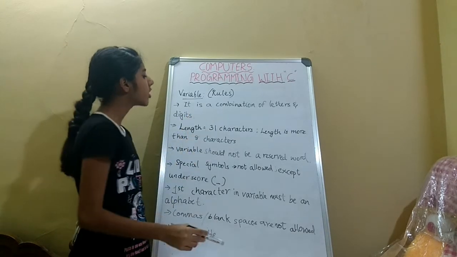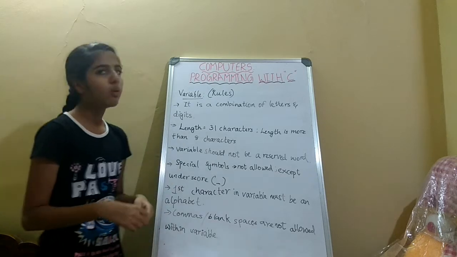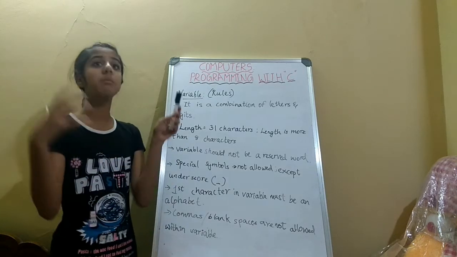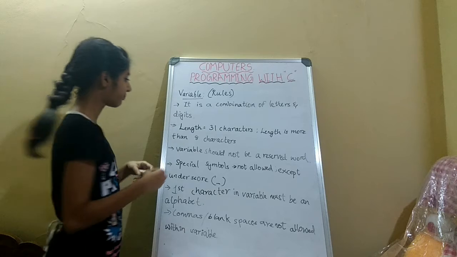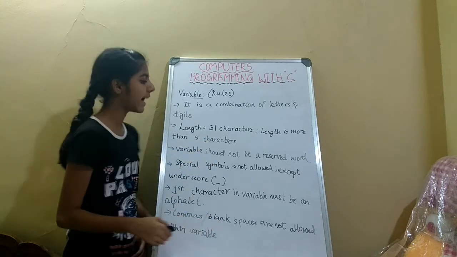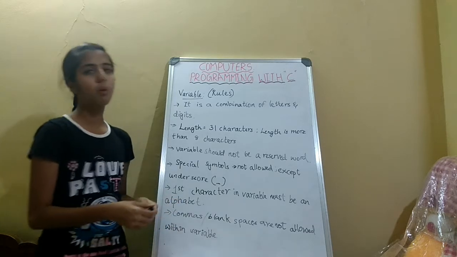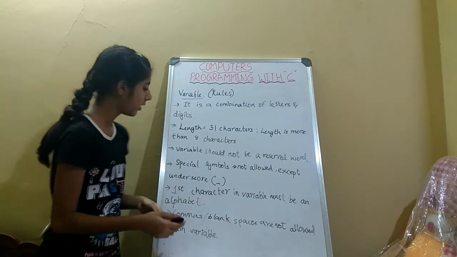It is a combination of letters and digits. It means in a variable we use letters and digits. It is a combination, meaning both are mixed. Length: 31 characters, the length is more than 8 characters. So this point means we can have more than 8 characters.